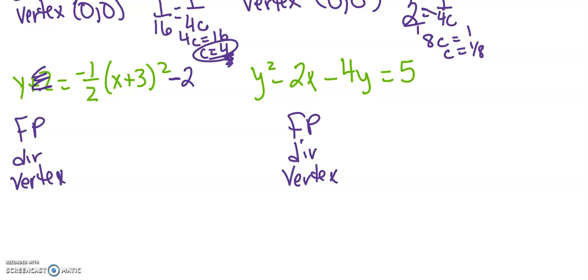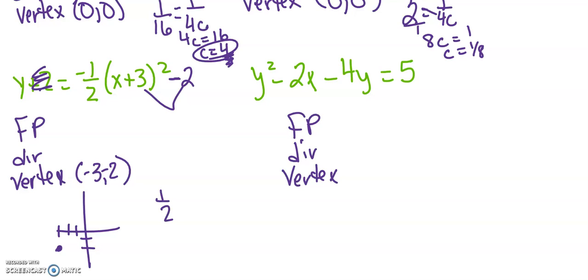Okay, we have a y equals, and here's our vertex at (-3, -2). Remember, we can get that from our h and our k. Our a value is 1/2. It is opening downward because it's negative. Okay, the parabola is going that way.